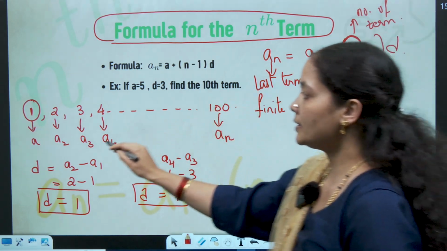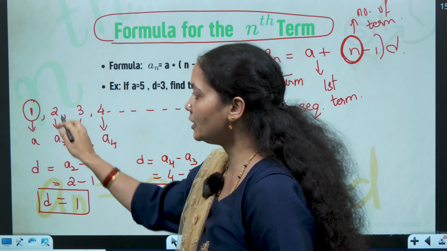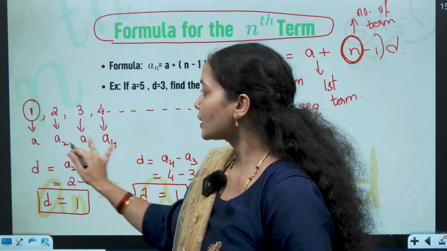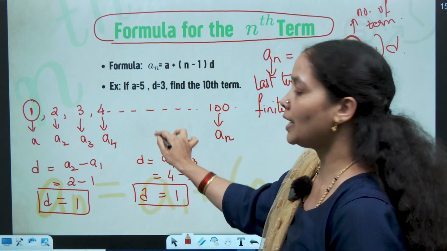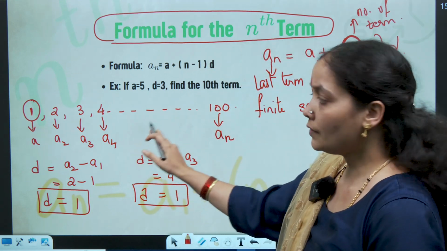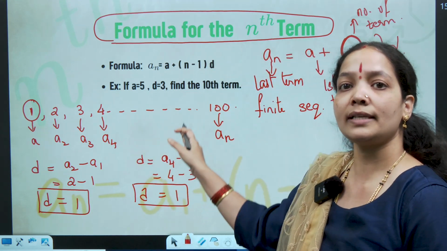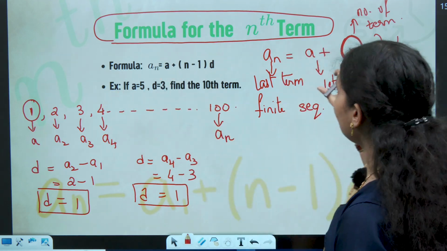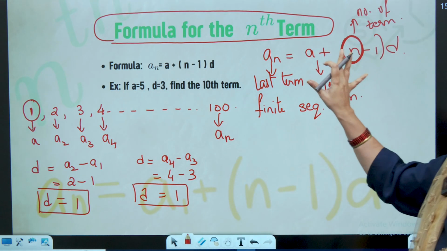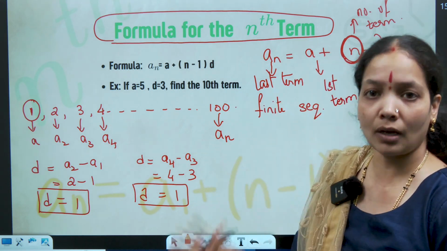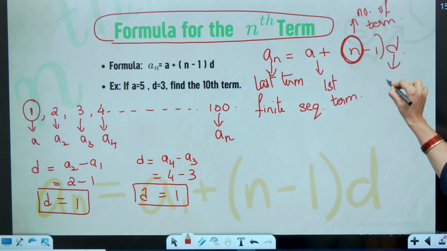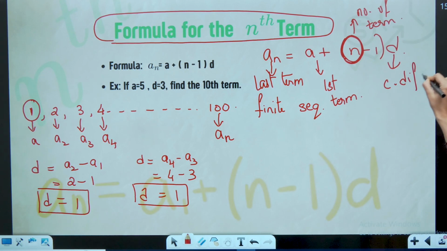For example, if I say A2, that is the second position of the given sequence. So A2, n will be 2 here. If I want the 50th position, I will call it as A50. If I want the 90th position, I will call it as A90. So whichever position you are looking for, place that number with n. If you want the 1000th term, n will be 1000. So n is the number of term and d, as usual, is the common difference.